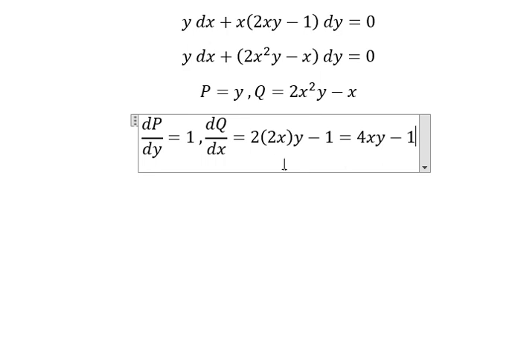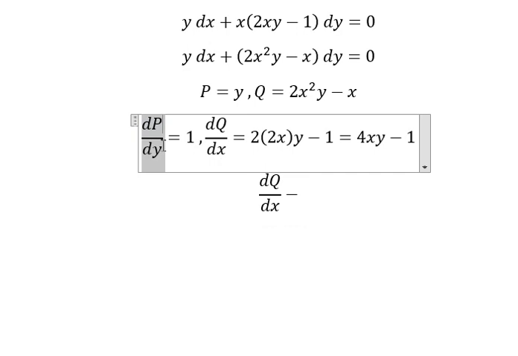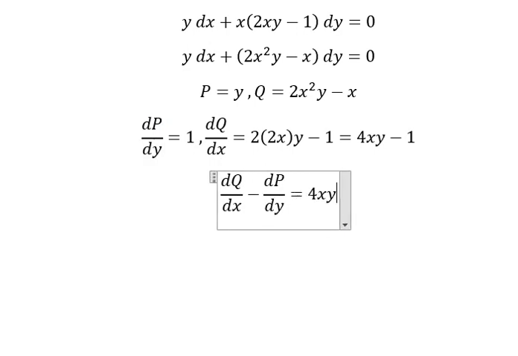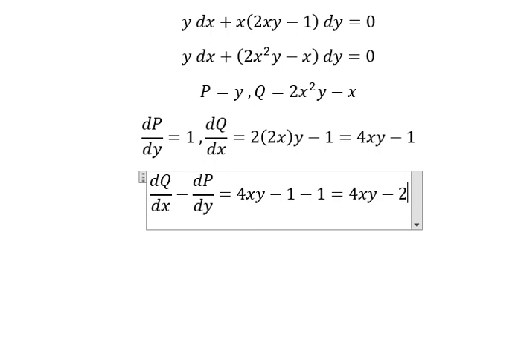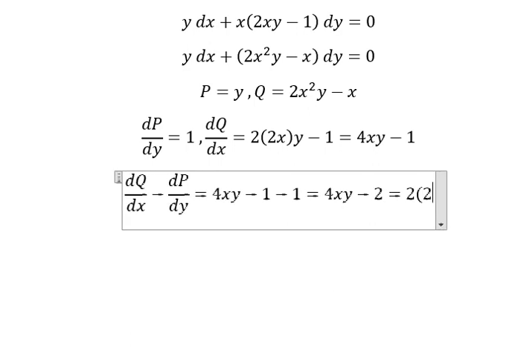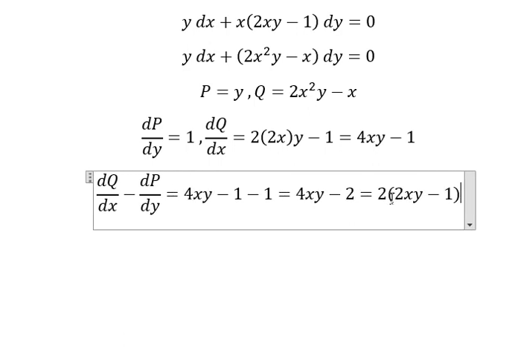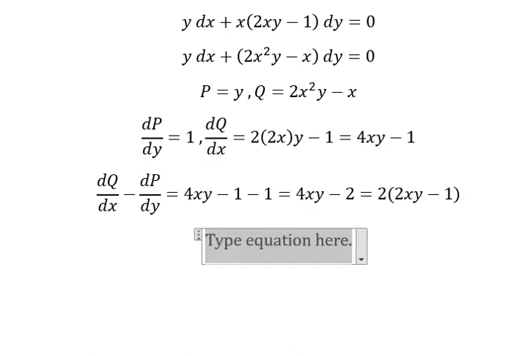So we can see that this one and this one, they are not the same. But if I put this one minus this one, so we have 4xy minus number 2. So we can do factorization by number 2. And we can see that this one is similar to this one. That means this one we have dy. So we need to find the mu x.